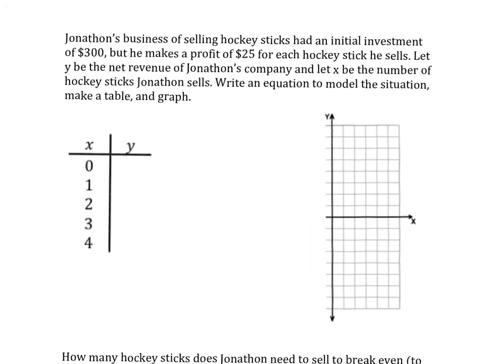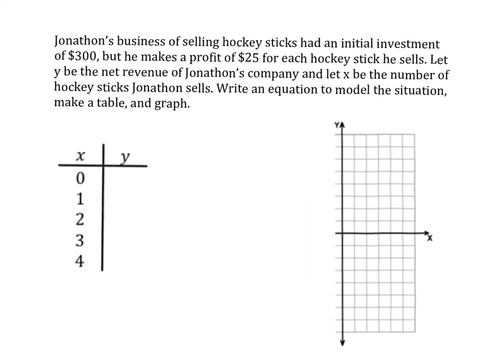All right, let's look at another example here. Jonathan's business of selling hockey sticks had an initial investment of $300. That's important, so let's highlight it. But he makes a profit of $25 for each hockey stick he sells. For each means per hockey stick, so we're probably going to multiply.